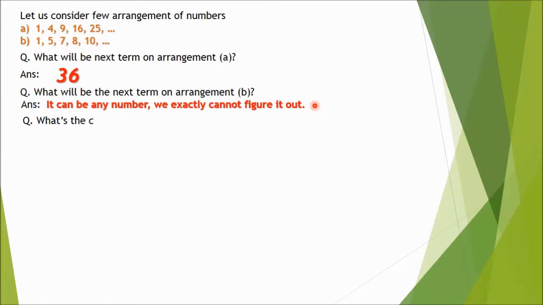What's the catch? The catch means the difficulty. Why weren't we able to find the next number? In arrangement A, we easily found the next term as 36, but we weren't able to find the next number in arrangement B. What's the difficulty? Catch means difficulty, or hidden difficulty.